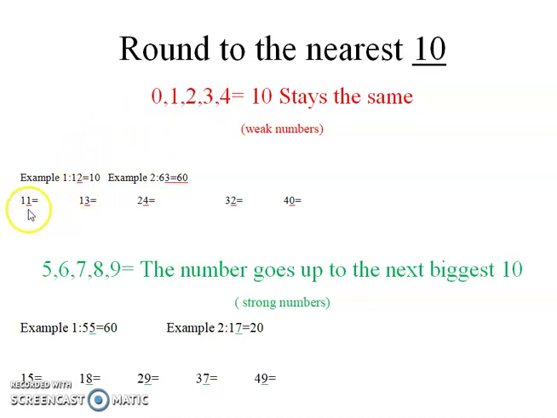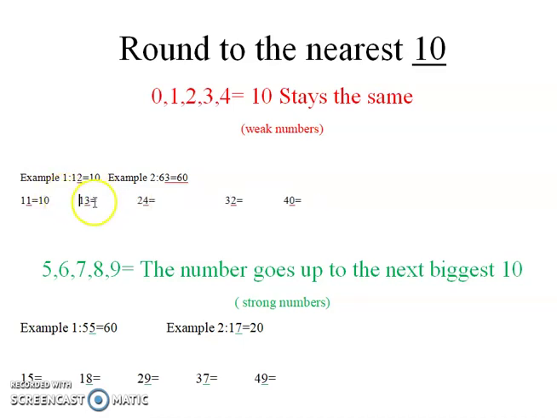Okay? So let's do this problem together. Number 11. So what do we know about this number? So we know that number 1 here, that's underlined in red, is in the 1's place value. And we know that 1 is a weak number. So is 1 going to be able to push our number in the 10's place value to the next number? No, it's not, because it's a weak number. So our answer is going to be 10.